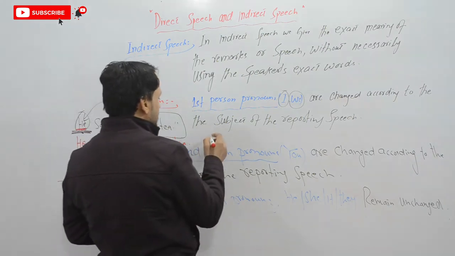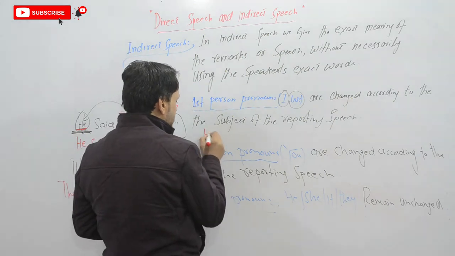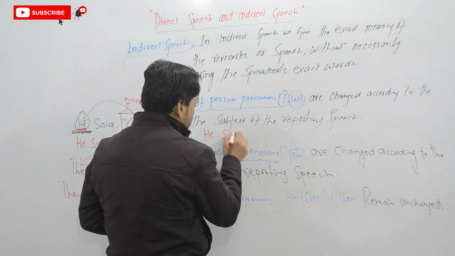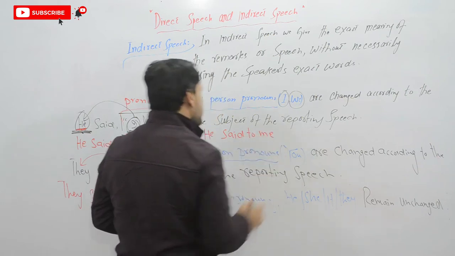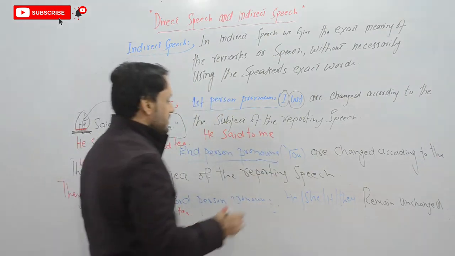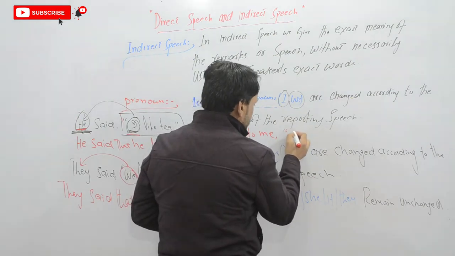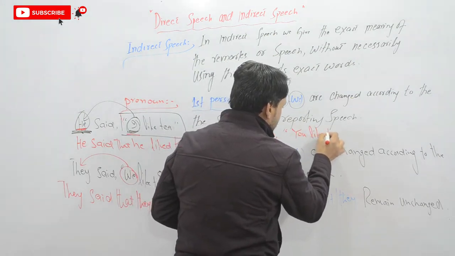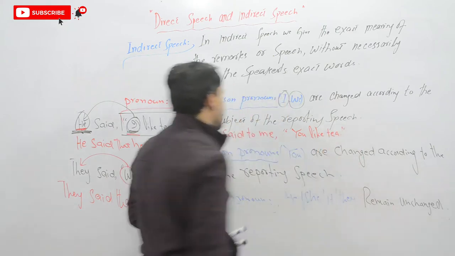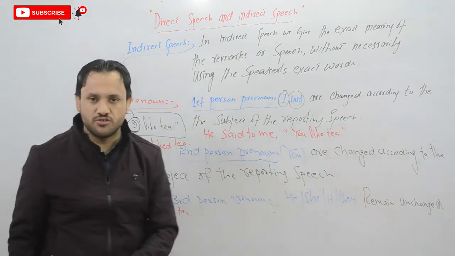For example, he said to me, "You like tea." This is direct speech. He said to me you like tea.